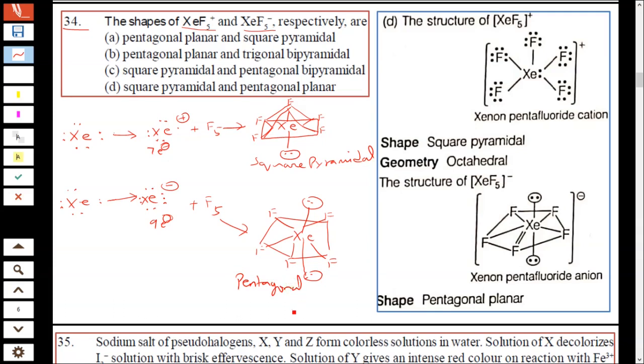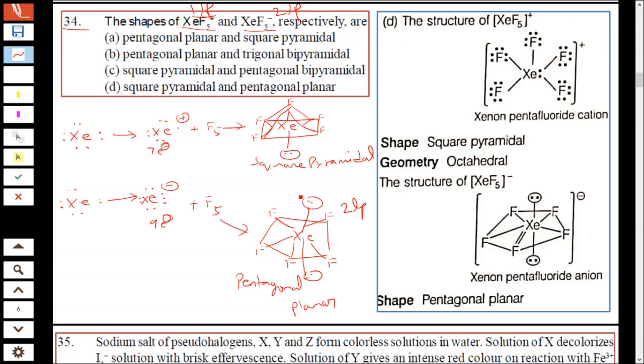Pentagonal planar, having 2 lone pairs. So XeF5 minus has 2 lone pairs, whereas XeF5 plus has 1 lone pair.